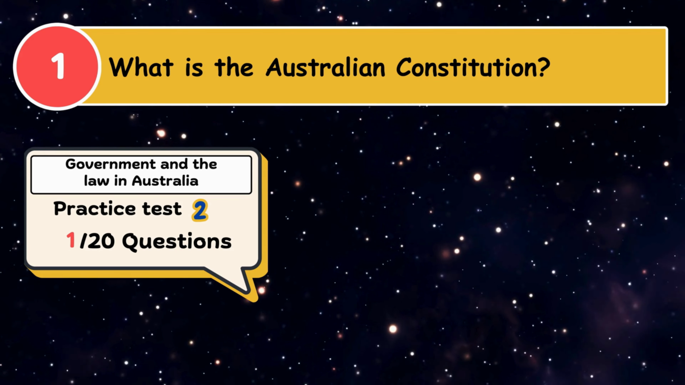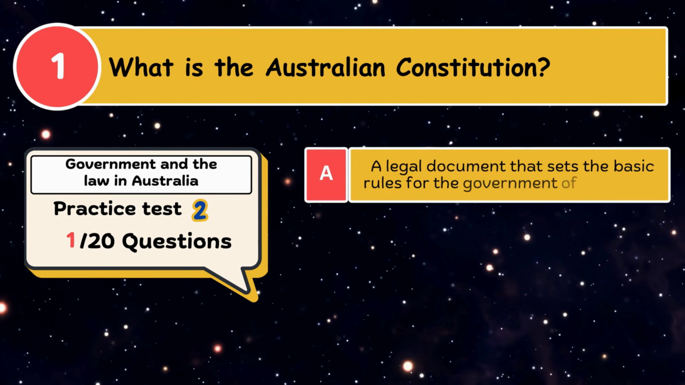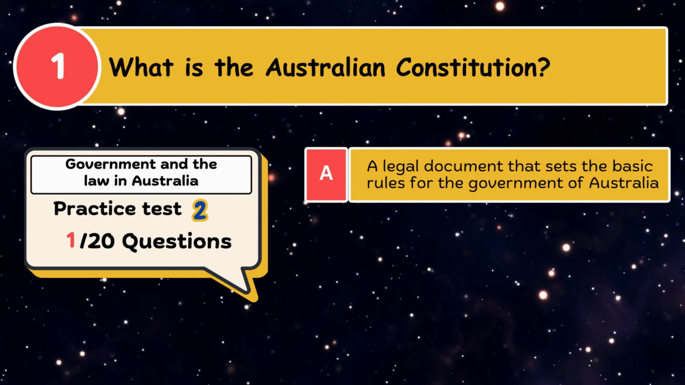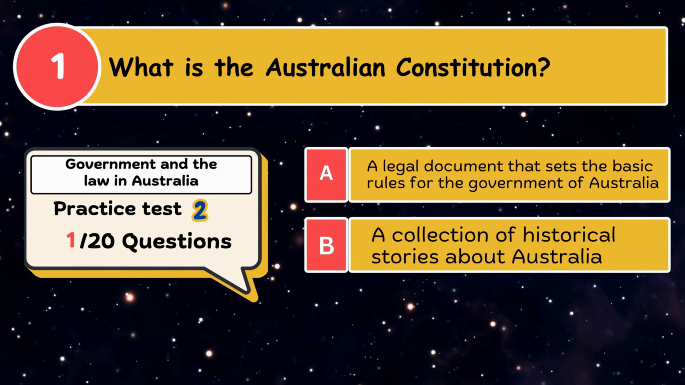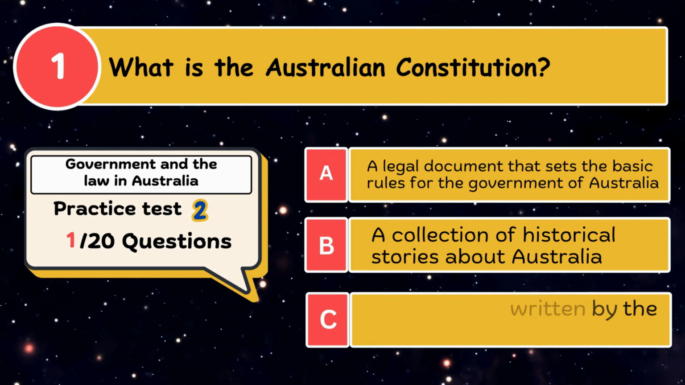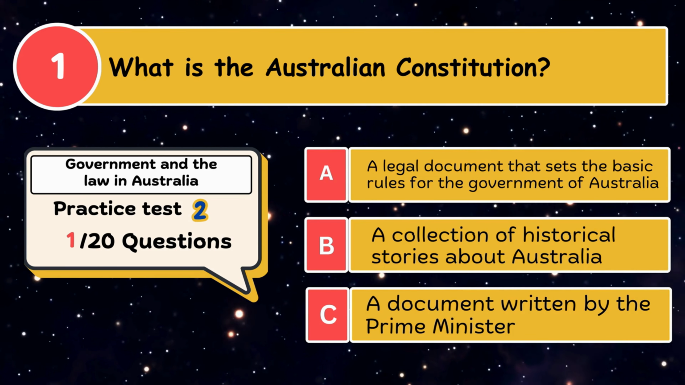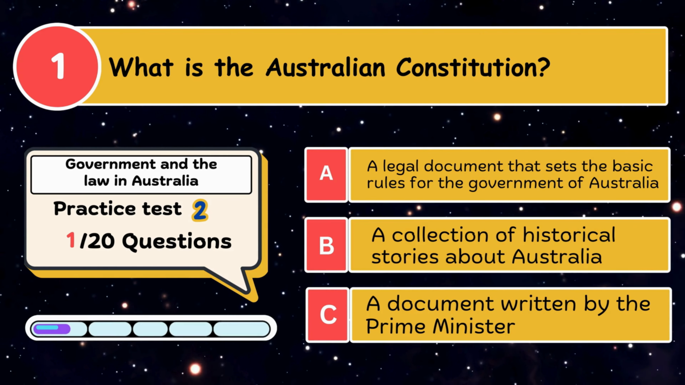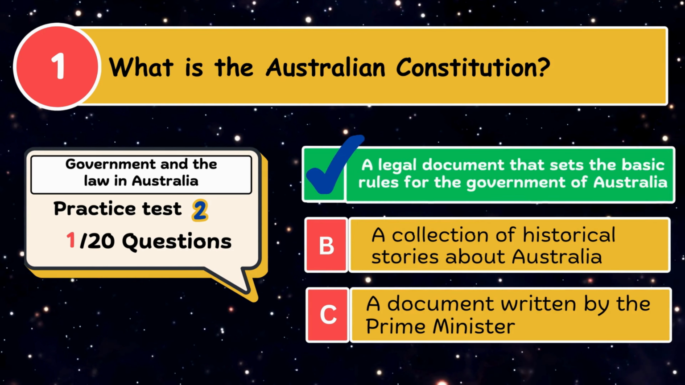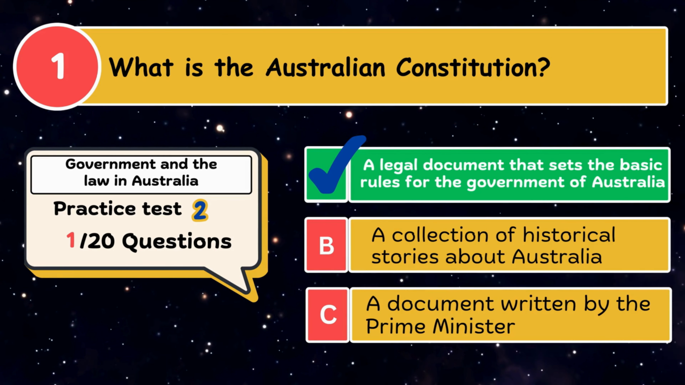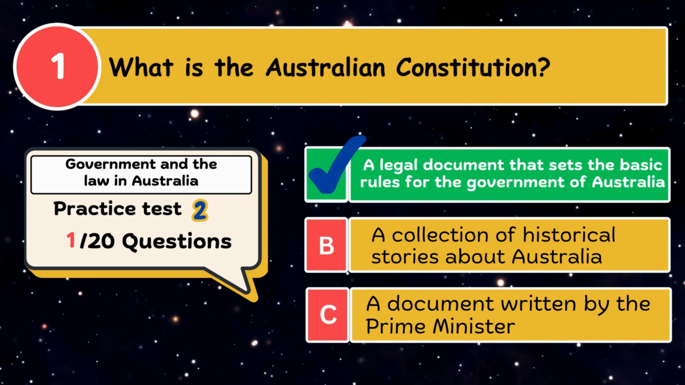What is the Australian Constitution? A, a legal document that sets the basic rules for the government of Australia. B, a collection of historical stories about Australia. C, a document written by the Prime Minister. The correct answer is a legal document that sets the basic rules for the government of Australia.